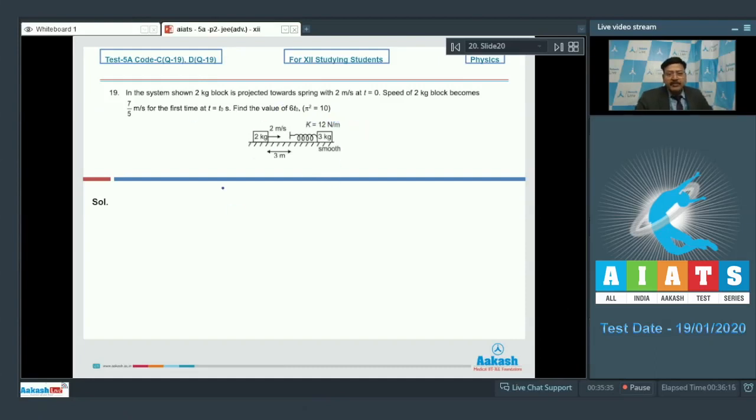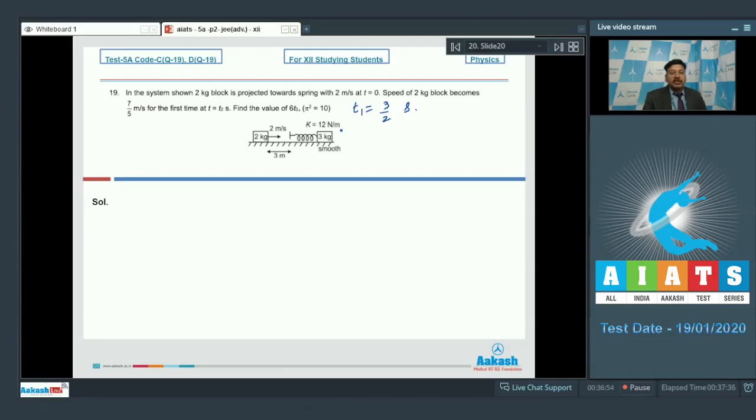The concepts involved here are conservation of linear momentum, motion of center of mass, and oscillations. When the block of 2 kg mass is in contact with the spring, it will be like a 2 block spring oscillation, where we can apply the concept of reduced mass. But before that, t naught will consist of two parts. One where the block will move with a uniform velocity of 2 meter per second to cover 3 meter, and then there will be SHM of the block in the center of mass frame of the two blocks. So the first interval T1 is the time when the block gets in contact with the spring, and that time T1 is 3 divided by 2 second.